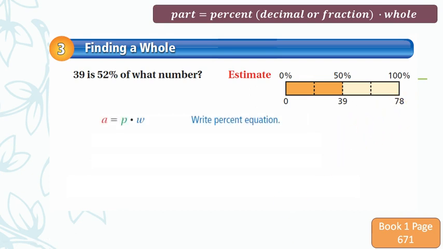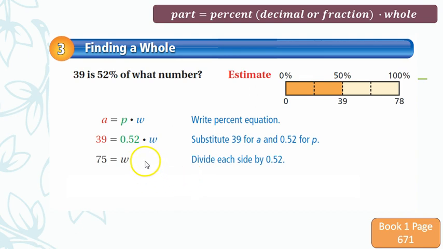So, first step, always write the percent equation. A equals P times W. Our next step is to substitute the values for the percent, P, and the 39 is the number for A. In the previous example, we wrote it as a fraction, but this time we'll use a decimal for the percent. Now, to isolate the W, we have to do the opposite of multiplying by 0.52. So dividing both sides by 0.52 will result in 75 equals the whole.